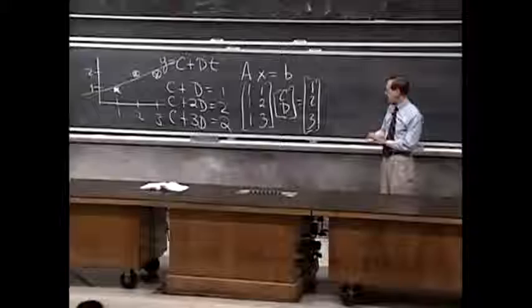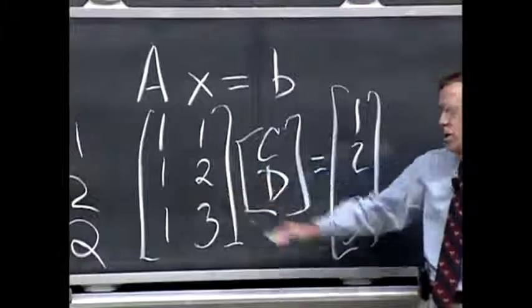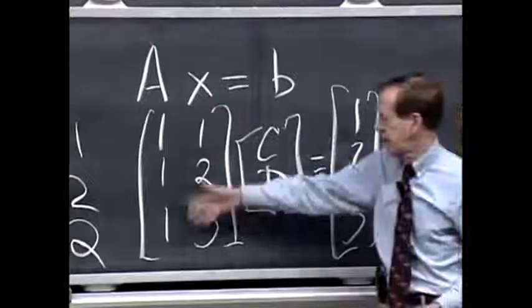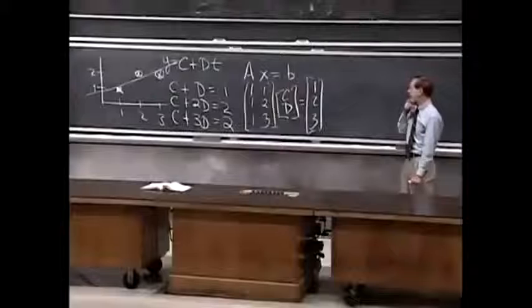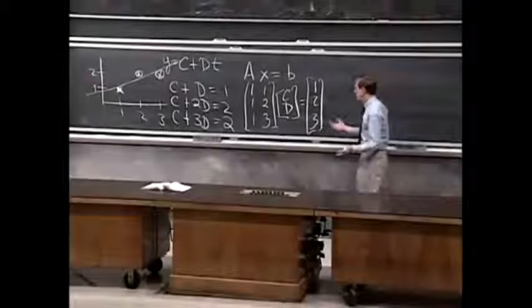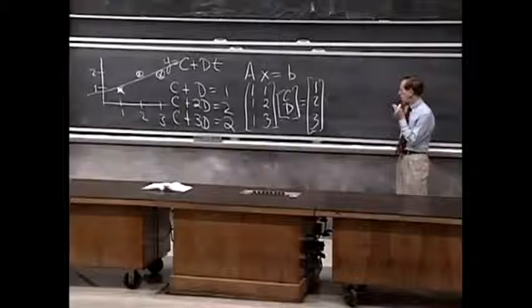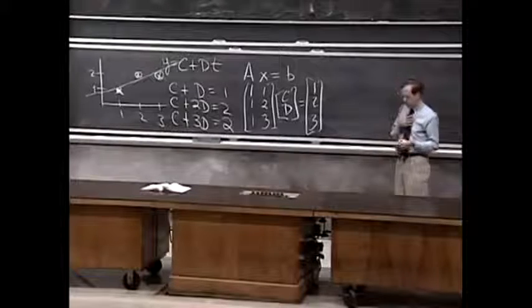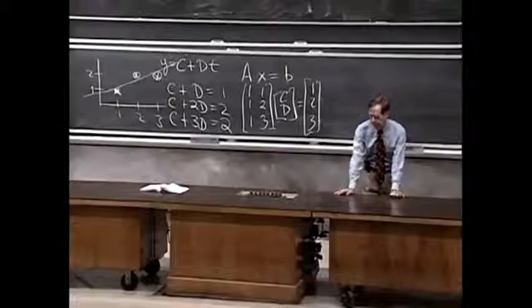I have a 3 by 2 matrix. I do have 2 independent columns. So I do have a basis for the column space. Those 2 columns are independent. They're a basis for the column space. But the column space doesn't include that vector. So best possible in this, what would best possible mean?